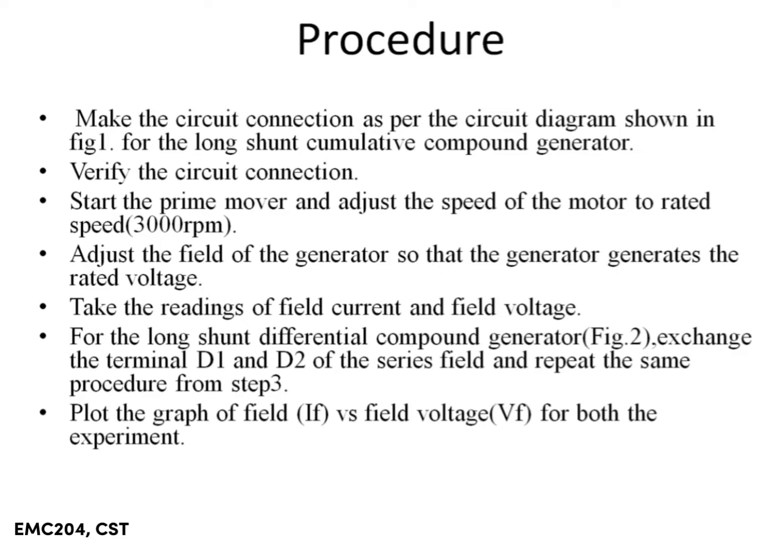Then start the prime mover and adjust the speed of the motor to rated speed, that is 3000 rpm, but in our experiment we have kept it at 2500 rpm throughout, which you can also do. Then adjust the field of the generator so that the generator reaches the rated voltage, that is 220 volt. Then take the reading of the field current and field voltage for the long shunt differential compound generator.